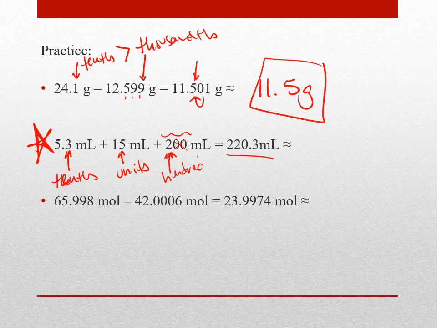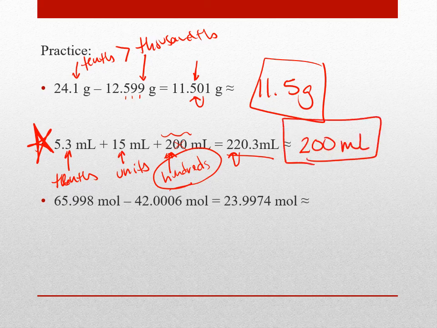Hundreds place is the place value of the last sig fig, the only sig fig in that piece of data. The largest is the hundreds place, which means that in our final answer, we are going to round to the hundreds place. That 2 is going to leave that 2 as 2. The final answer is 200 milliliters, but that doesn't make any sense.